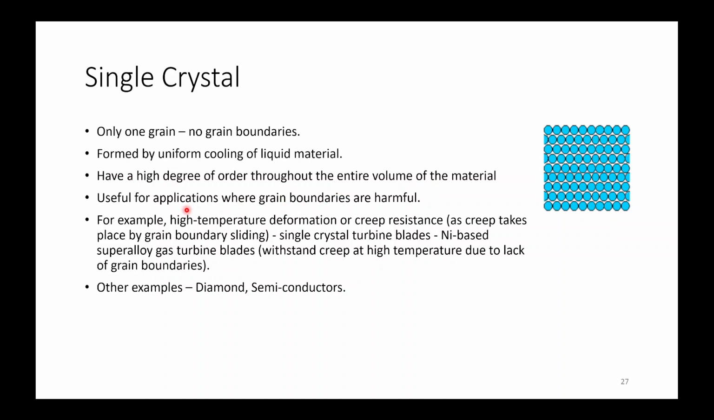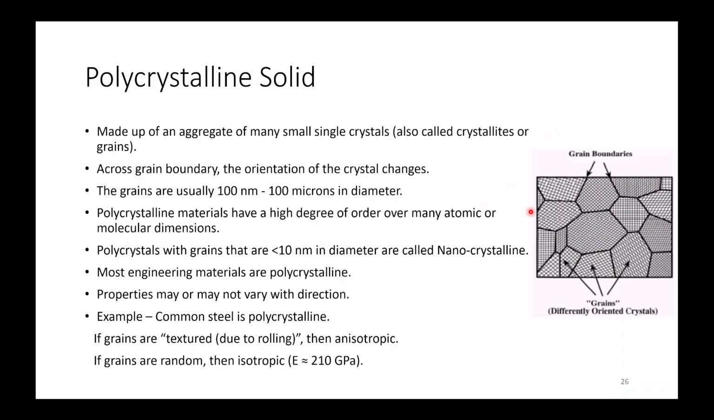of material. It is useful for applications where grain boundaries are harmful. So for example, high temperature deformation or creep resistance, as creep takes place by grain boundary sliding. So if there are these grain boundaries, along these grain boundaries, atoms can diffuse easily.